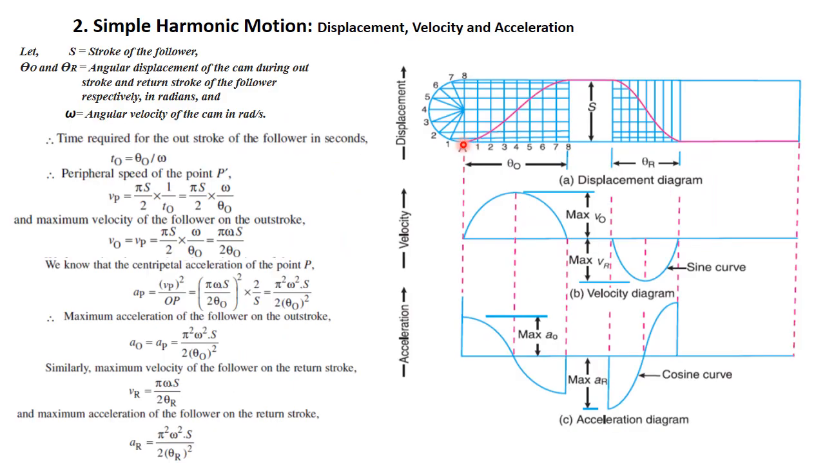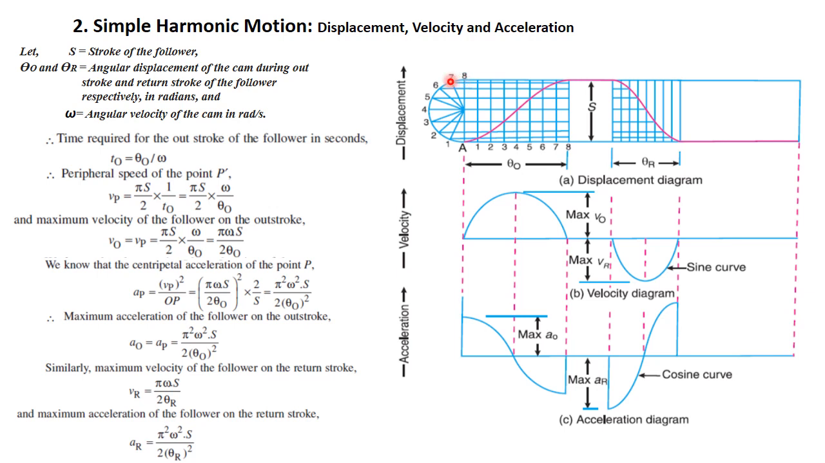Next type of motion is simple harmonic motion. Now we know that simple harmonic motion is nothing but the motion traced by a point on the circumference of the circle. Now say this is the value of the stroke of the cam, the stroke of the follower through the cam.